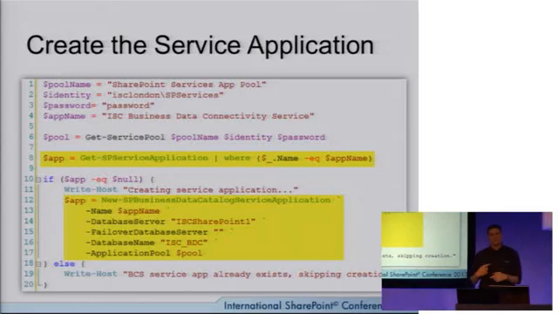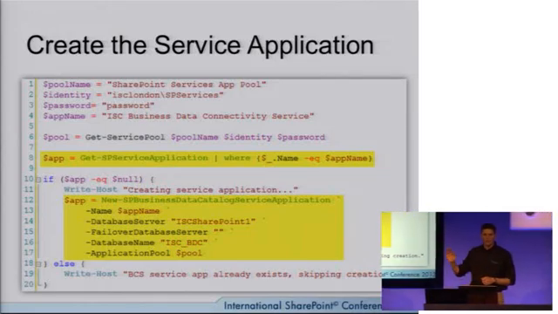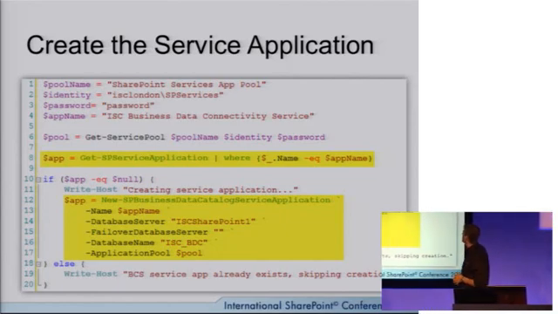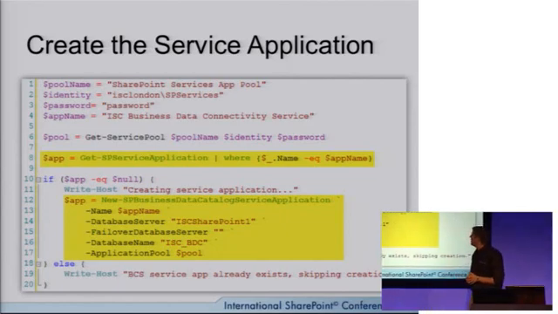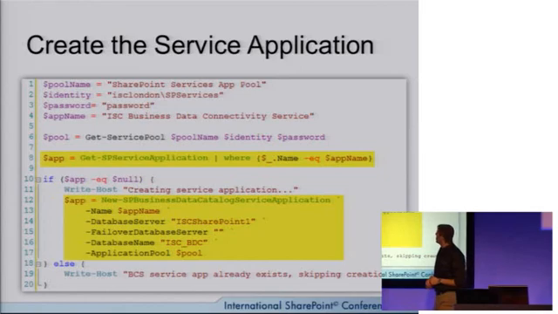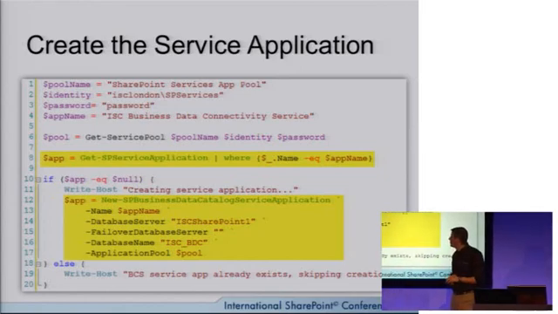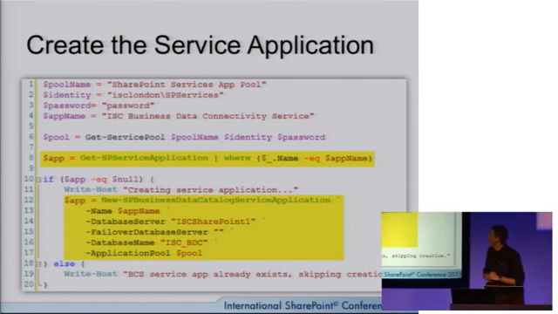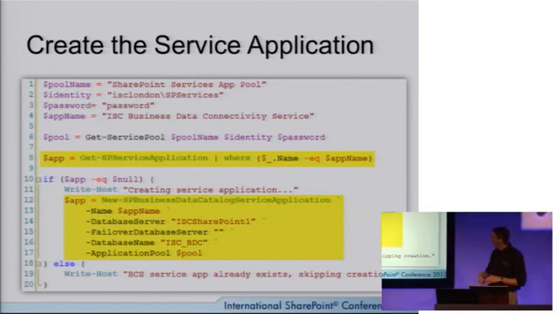So again, resiliency. I want to be able to run this over and over, and if I already created it, just move on to the next one. So I look to see if I've got a service application whose name matches the app name specified on line 4. If I don't have it, then I go ahead and create it. So in this case, again, for the BCS one, it's New-SPBusinessDataCatalogServiceApplication. And I'm going to pass in my name, my database server, database name, application pool.